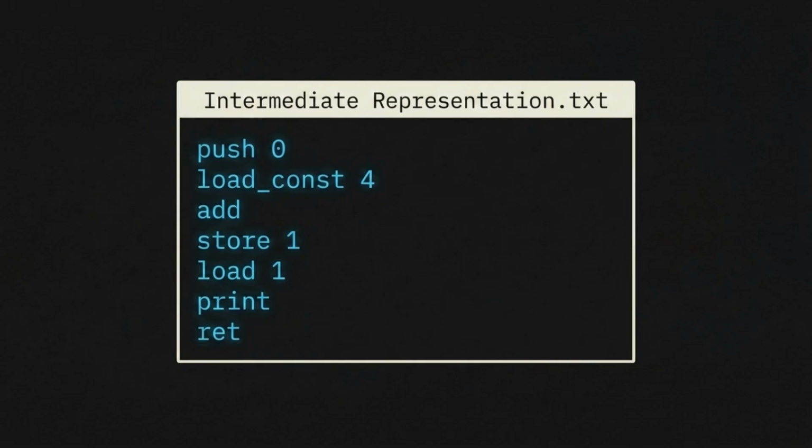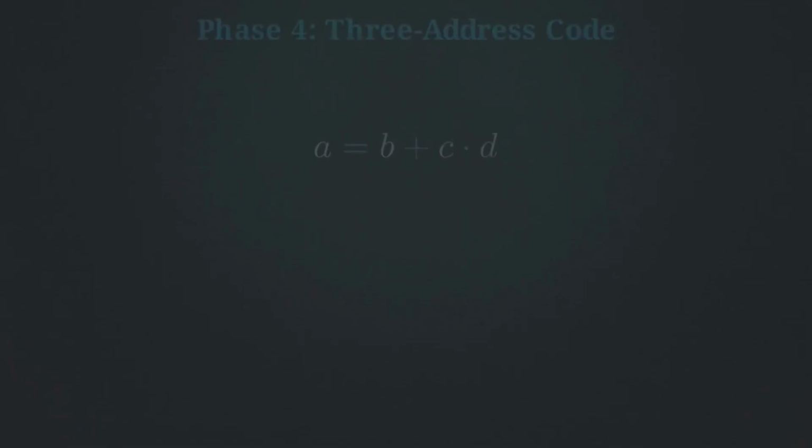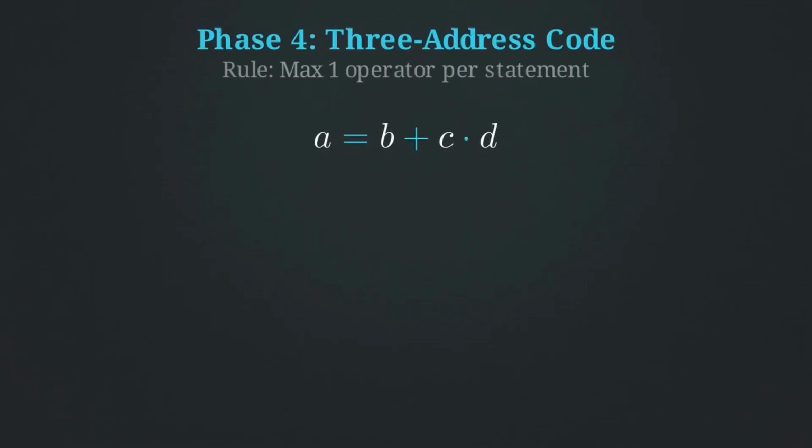Different computer processors speak different languages, so the compiler doesn't jump straight to machine code. In Phase 4, it generates an intermediate representation, a neutral format that isn't tied to any specific CPU architecture. We call this 3-address code. It operates under a strict rule. Each statement can contain at most one operator. To obey this, the compiler creates temporary variables, storing the result of C times D into a new variable called T1.